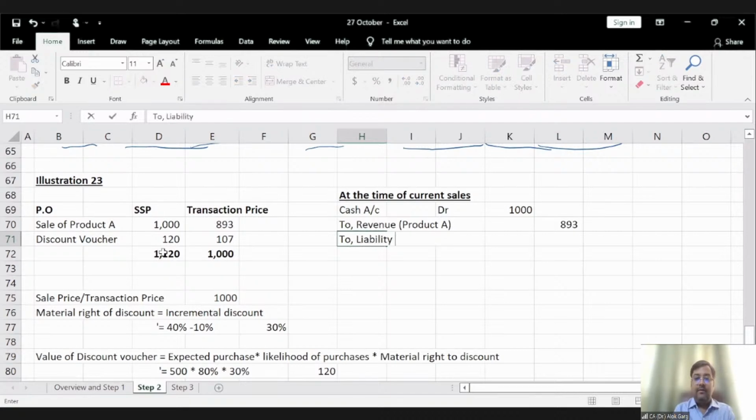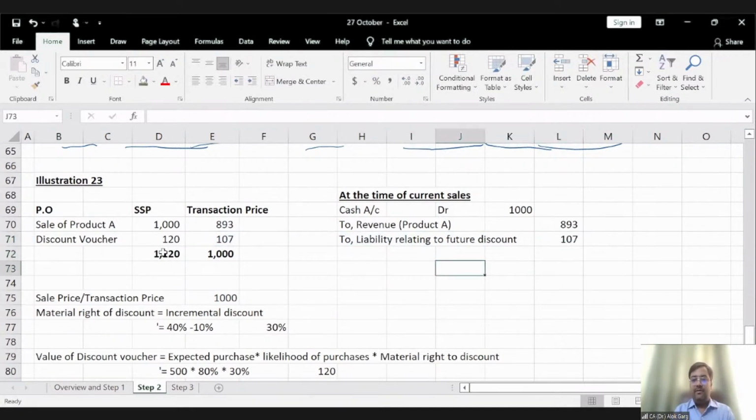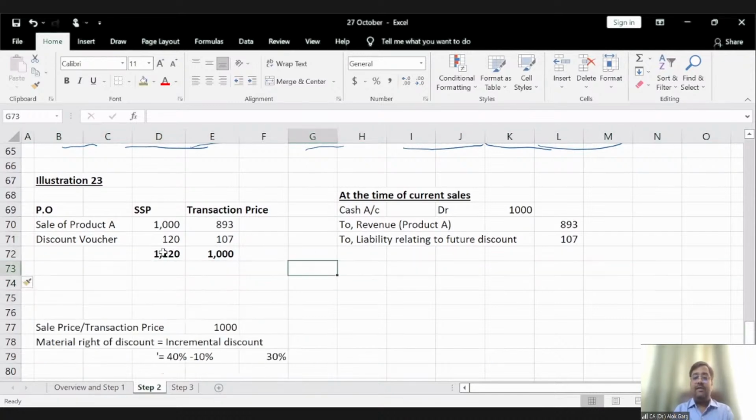Next entry 2, liability relating to future discount, or you can say unearned revenue as well, right? Unearned revenue 107. Now, how will this liability be knocked off? At the time of future sales.